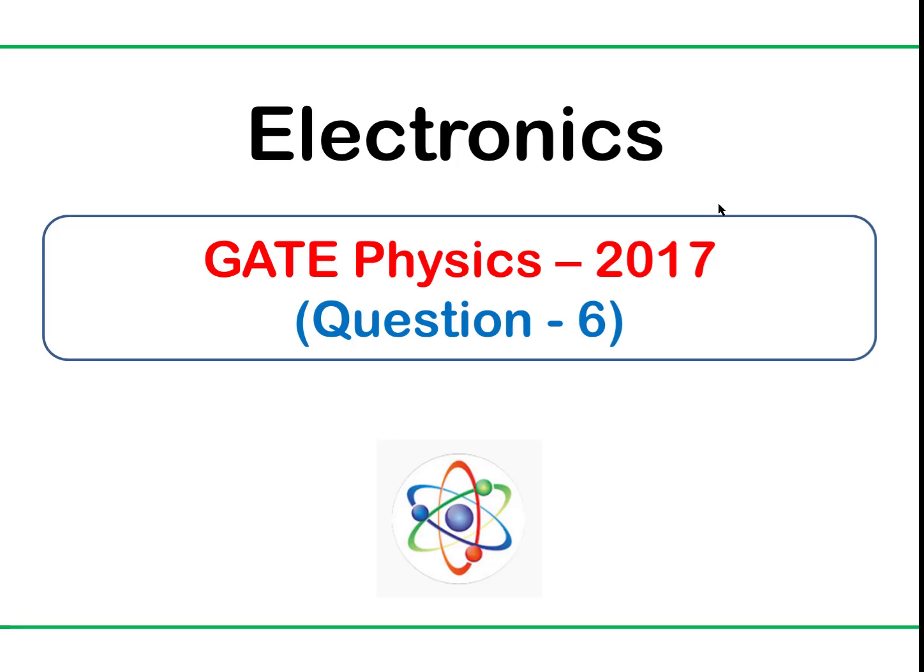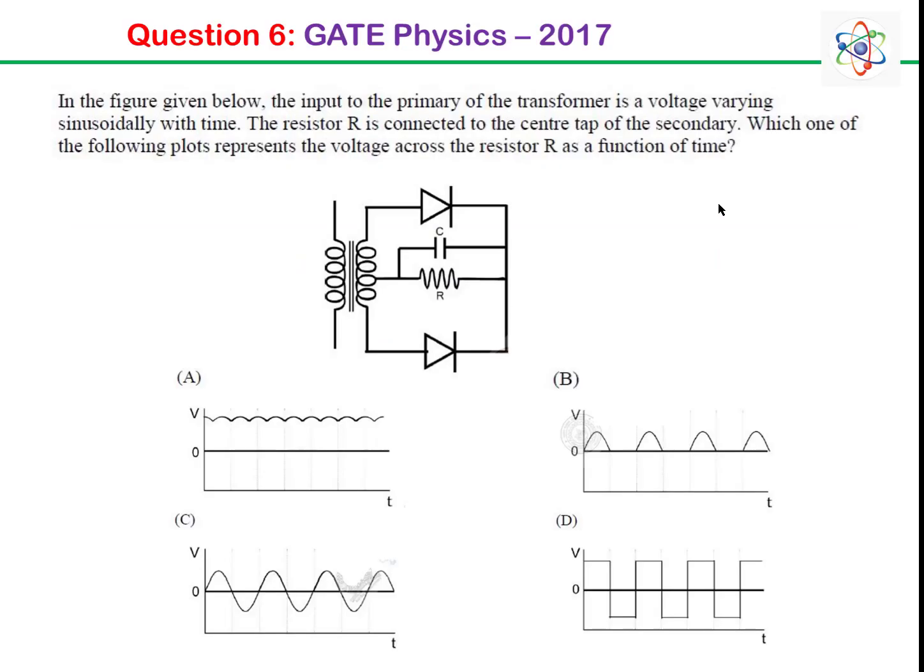Students, today I am going to discuss question number 6 of GATE Physics 2017. Now the question is like this. In the figure given below, the input to the primary of the transformer is a voltage varying sinusoidally with time. The resistor R is connected to the center tap of the secondary. Which one of the following plots represents the voltage across the resistance R as a function of time?